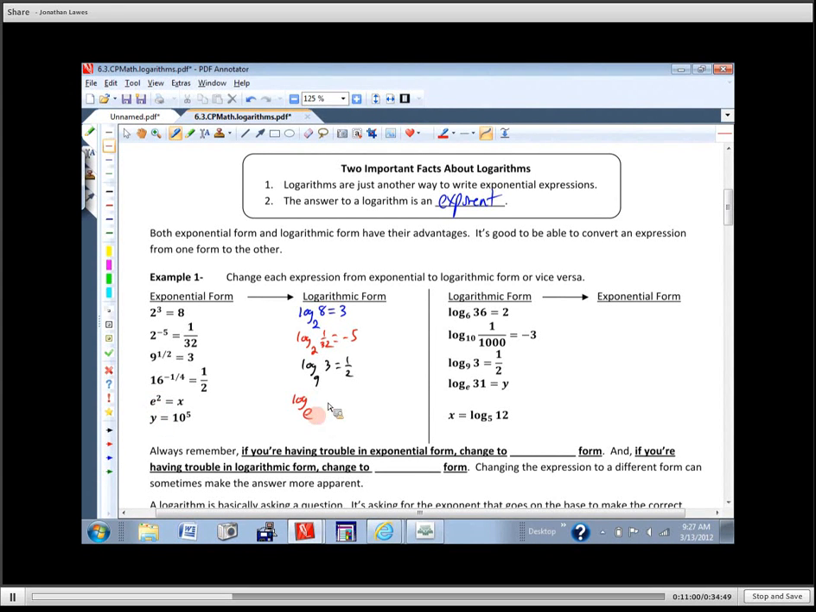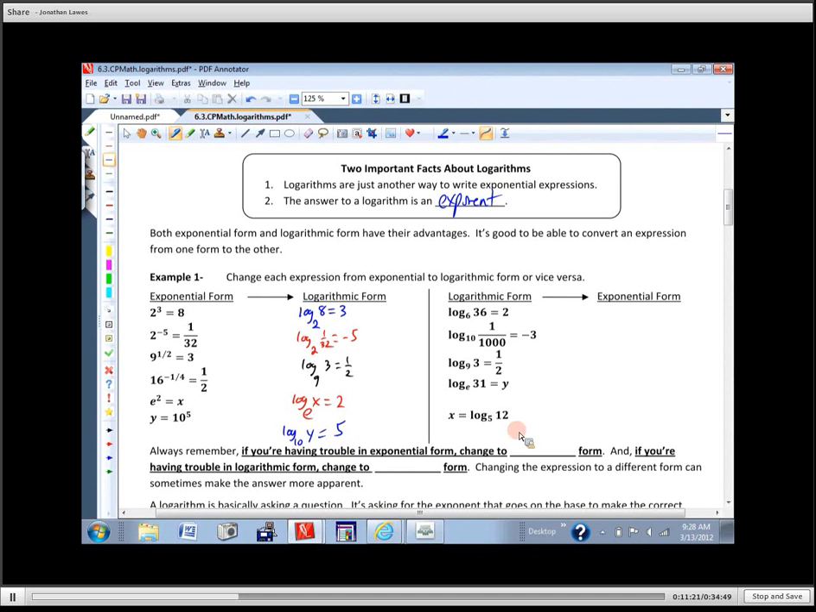Okay, what's the answer to the logarithm? 2. And over here we have an x. Okay? Let's do this last one. This would be log base what? Log base 10 of y equals 5. There we go. So that's going from exponential to logarithmic.